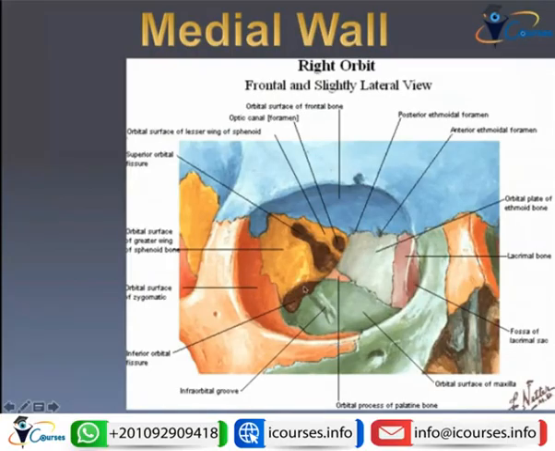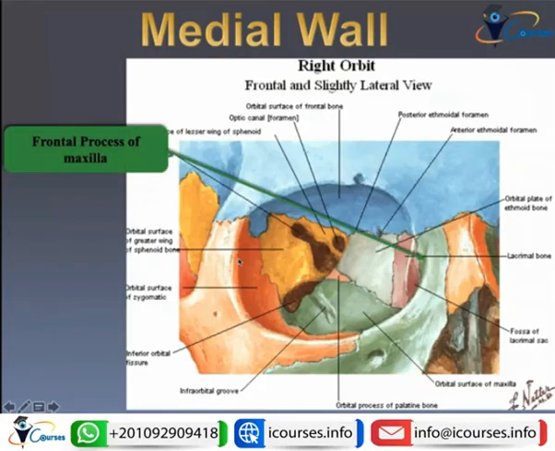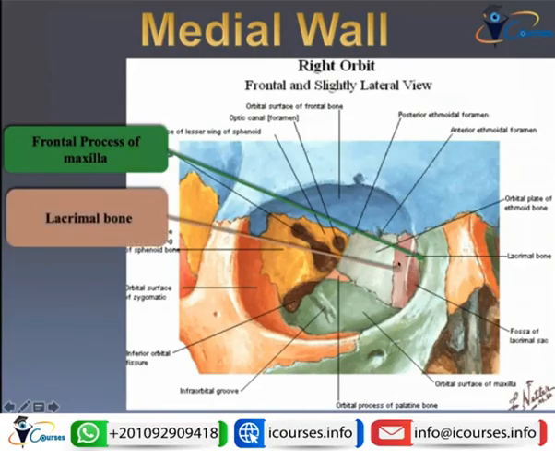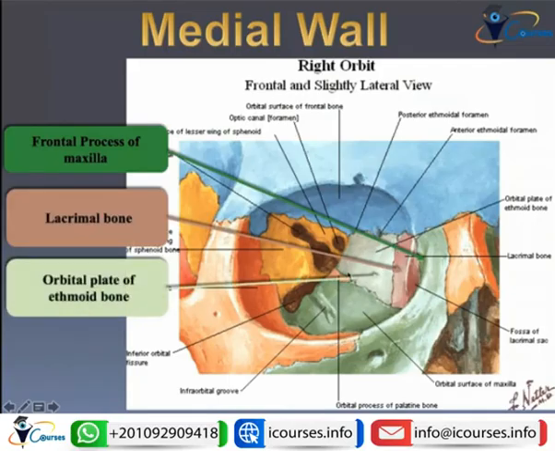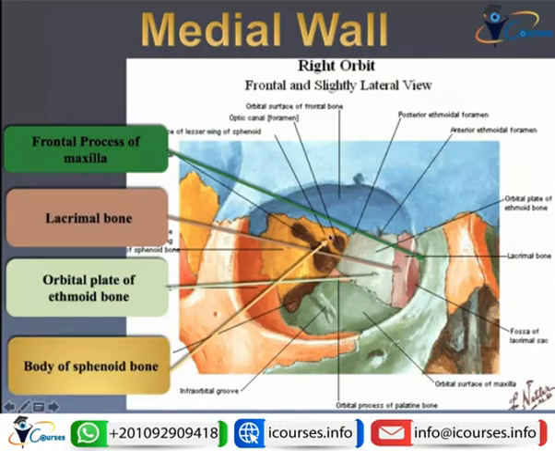Then we come to the medial wall. So the medial wall is quadrangular, as we said earlier, and it is formed by 4 bones. These 4 bones are arranged from anterior to posterior. First the frontal process of maxillary bone, then posterior to it the lacrimal bone, and posterior to it the orbital plate of ethmoid bone, and finally we reach the body of sphenoid bone. So the body of sphenoid bone makes a part of the medial wall.